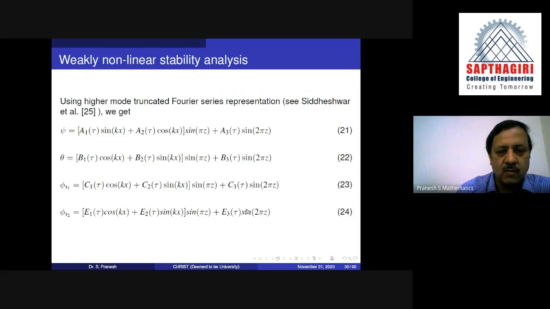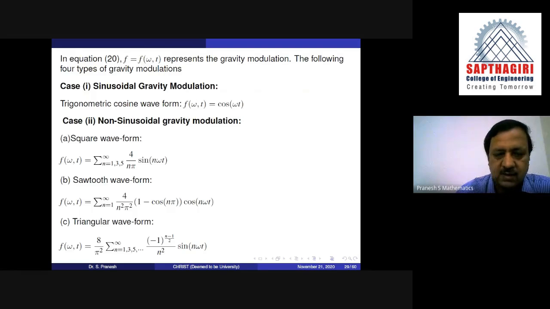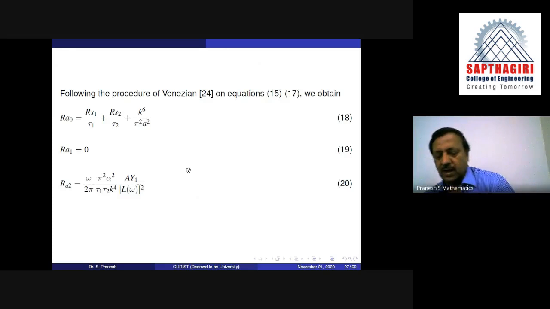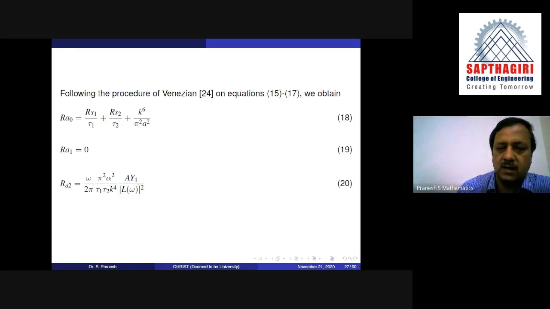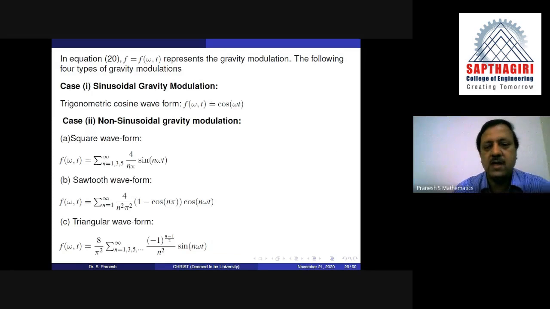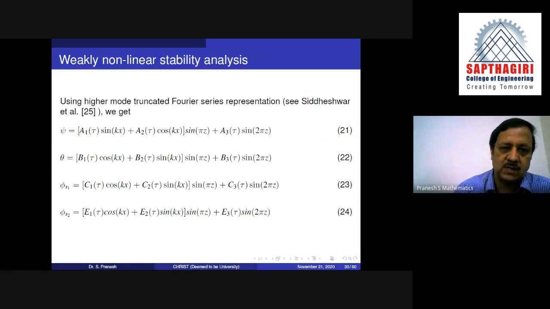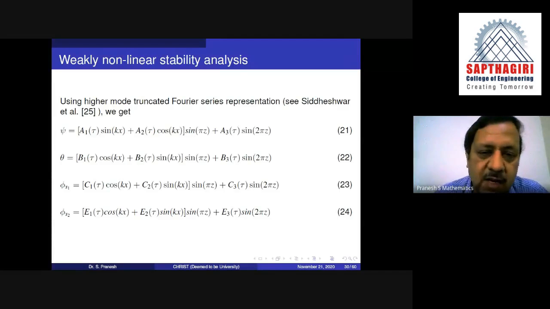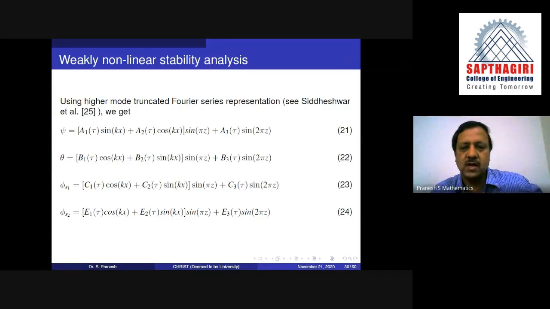This expression for RA0 and RA2 is for the linear case. There are usually two analyses we do in fluid mechanics, especially for the convection problem. One is the linear analysis, where we take only the linear equations and solve, and the other is non-linear analysis. Linear stability analysis gives the condition for the onset of convection, but it will not explain the heat and mass transfer. If you want to study heat and mass transfer, we have to go for the non-linear stability analysis.